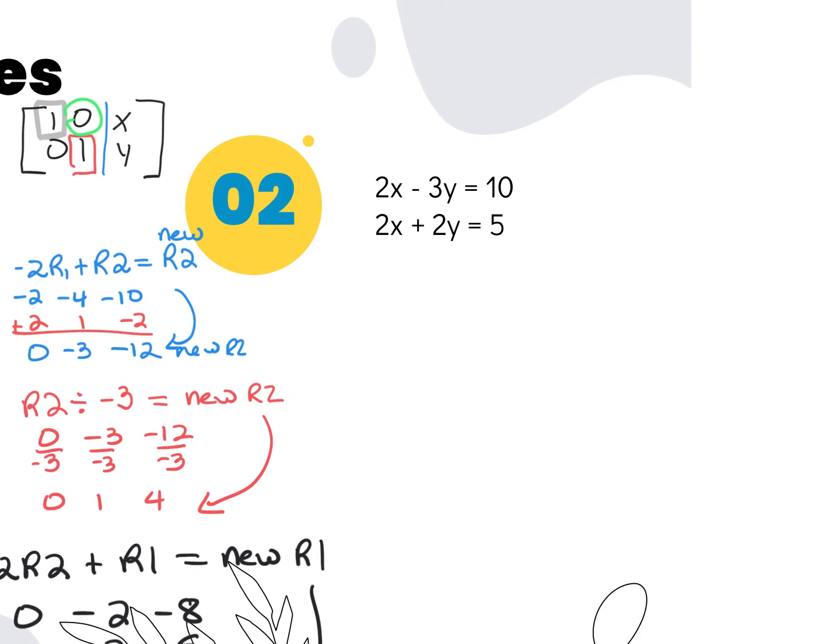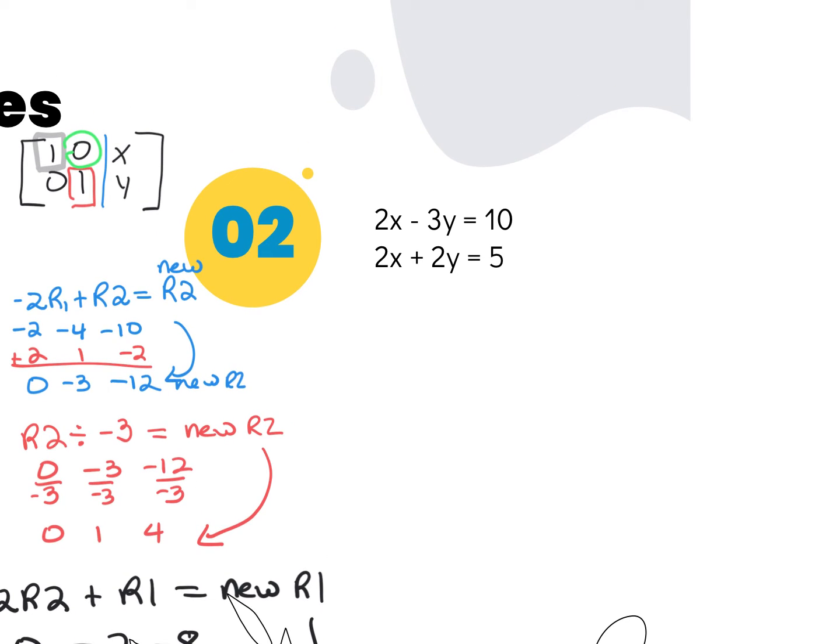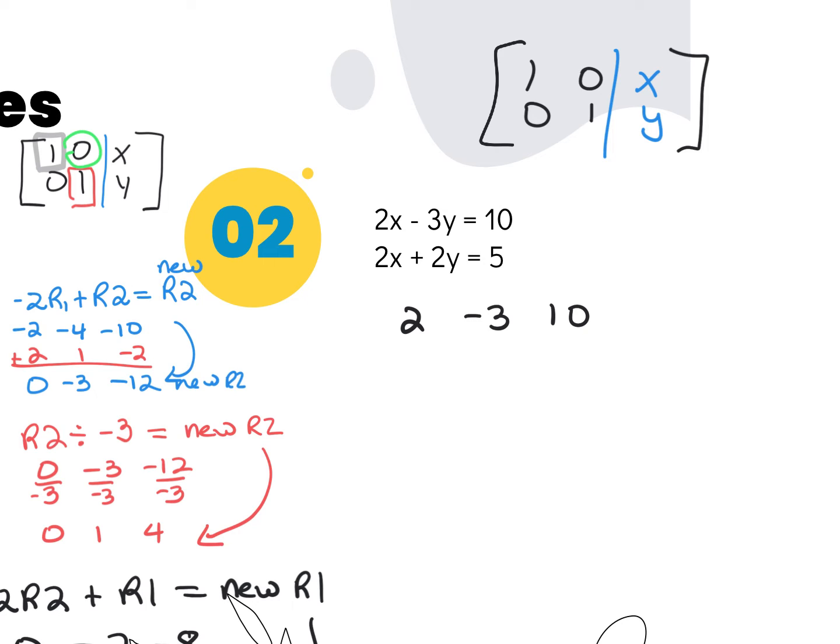Let's set it up, putting in just the coefficients. And again, we want it to look like 1, 0, 0, 1. And then on this other side are going to be our x and our y. So let me go ahead and take just the coefficients. So I'm putting in 2, negative 3, positive 10, 2, 2, and 5.